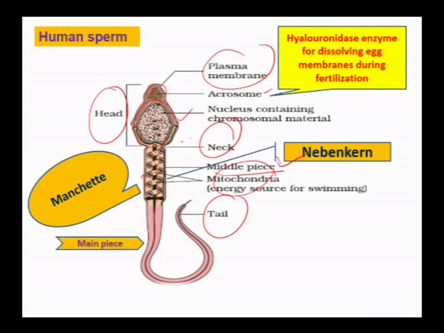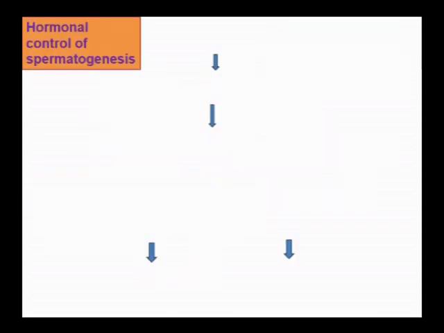The tail is the posterior or distal part of the sperm, distinguished into the main piece and the end piece. So what is the main piece? The part of the tail where the axial filament is surrounded by a cytoplasmic sheath is known as the main piece, and the part of the tail where only the axial filament is present without any cytoplasmic sheath is called the end piece. The significance of the tail is that it helps the sperm to move or swim in the female genital tract during fertilization.